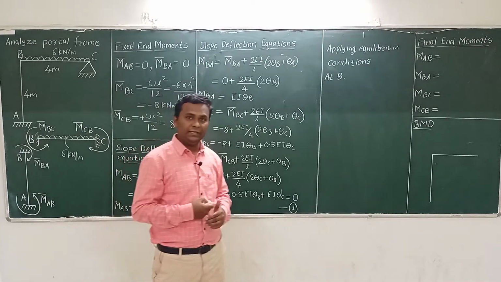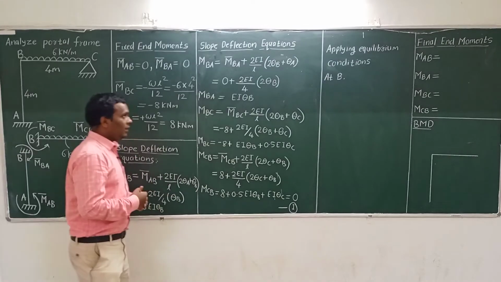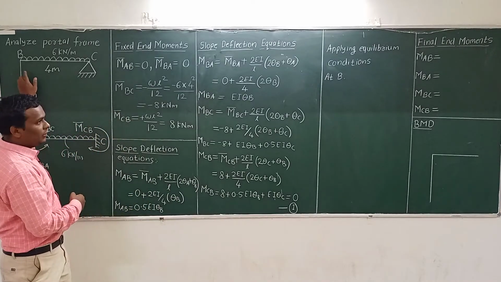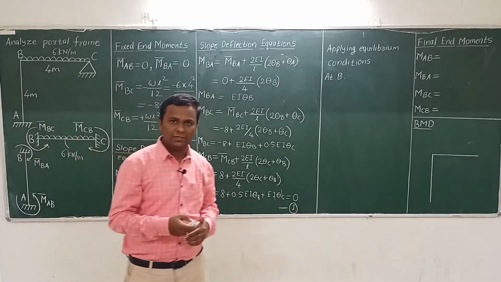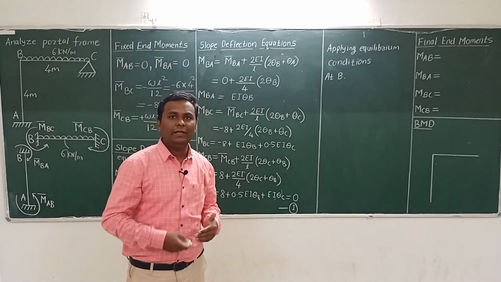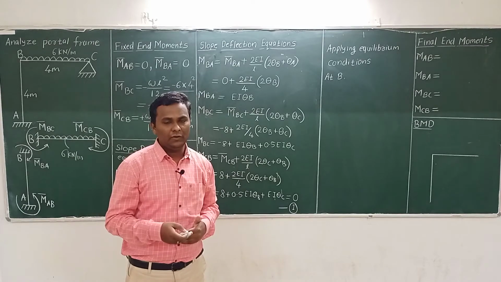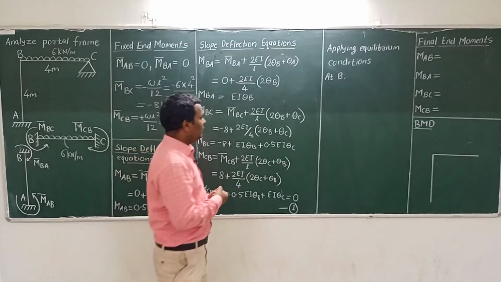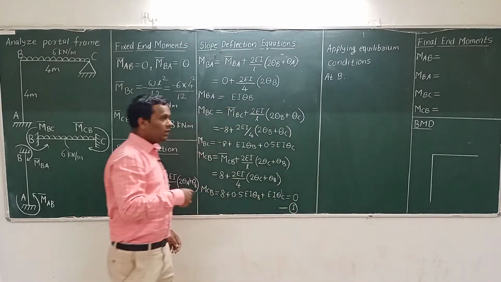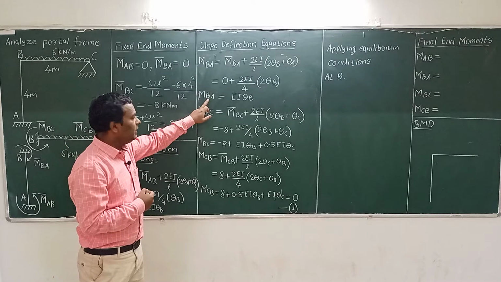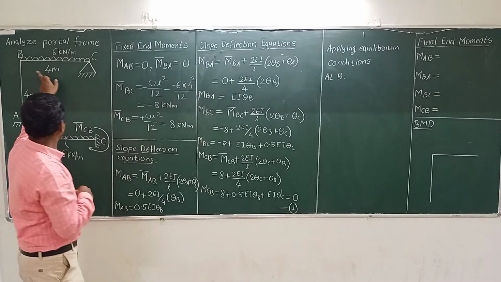Now how can we obtain the next equation? For that we can go for equilibrium conditions. Here we can apply the conditions of equilibrium at point B. As we know, at any point on a beam or on any structure, when the structure is in equilibrium, the total moments at that particular point should be equal to 0. So here also, at point B, the total moment should be equal to 0. Now what are the different moments at point B? At point B, we have MBA and MBC. These are the two end moments at the same point, that is B.